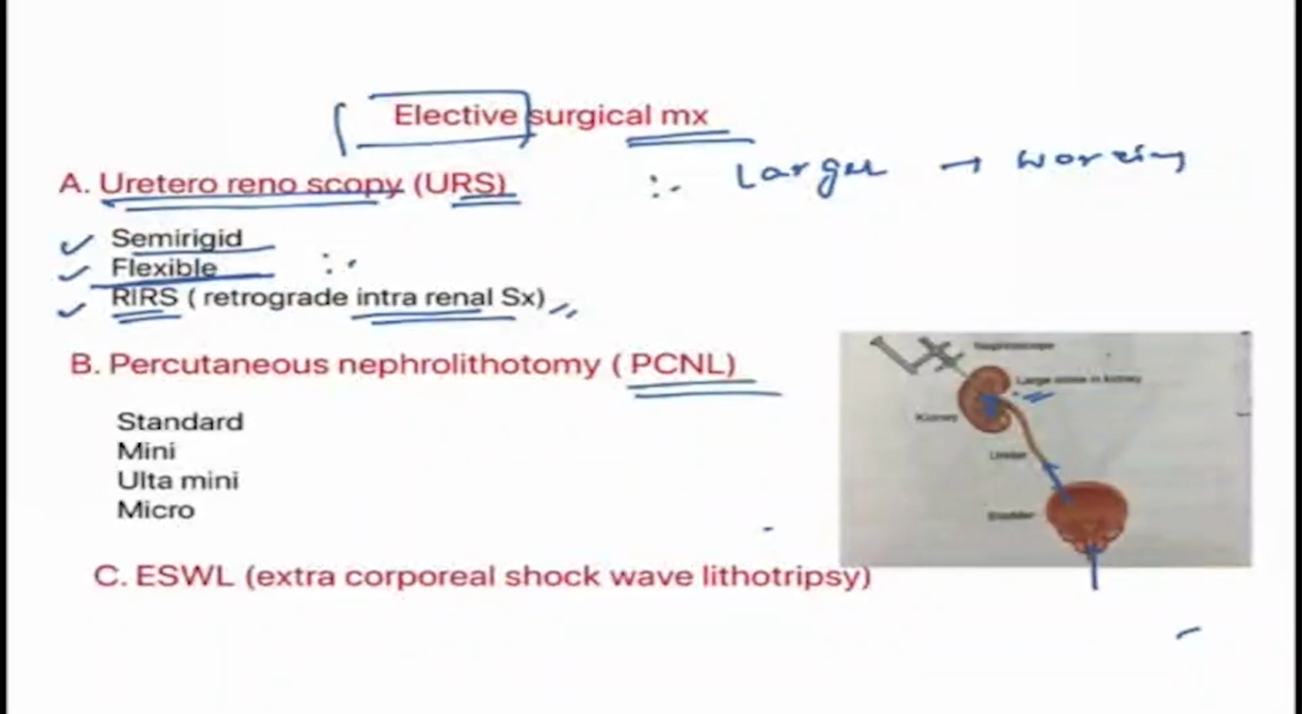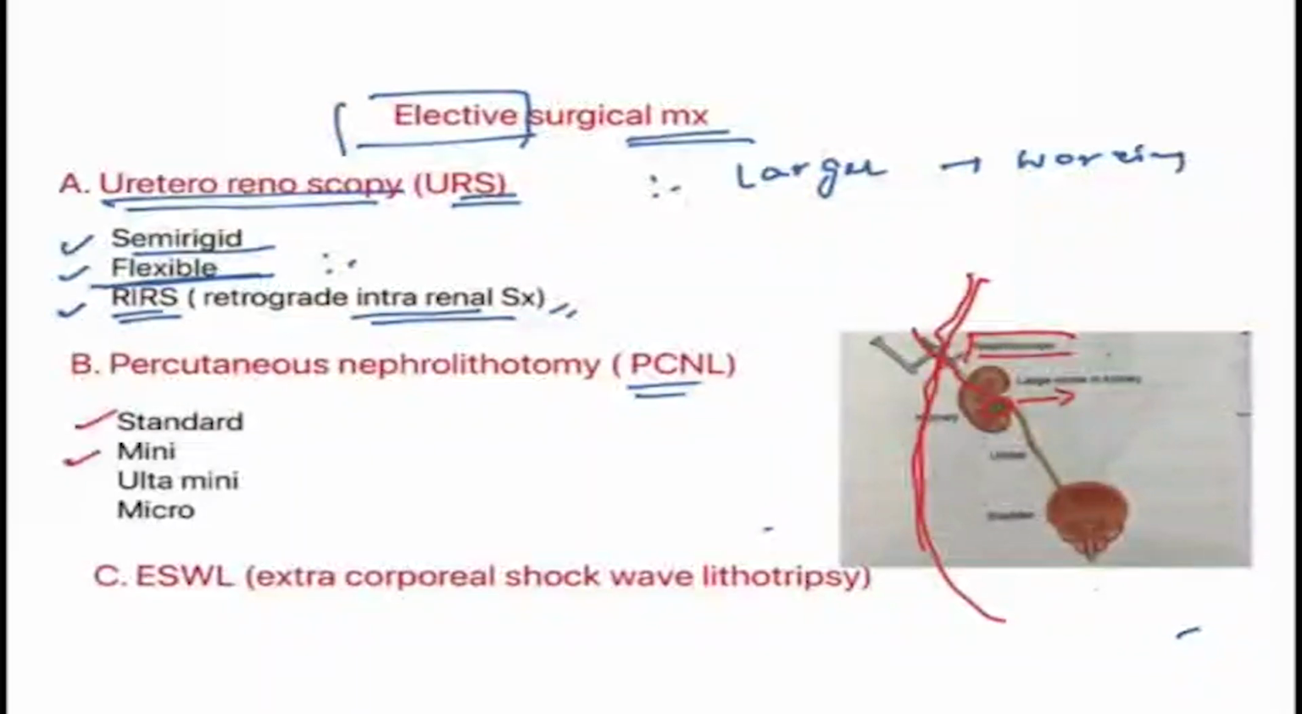Then the other is percutaneous nephrolithotomy. This is the diagram of PCNL. So you can see this is the nephroscope and it is inserted via this percutaneous route from the skin directly into the dilated pelvicalyceal system, and this impacted stone is extracted under visual guidance.